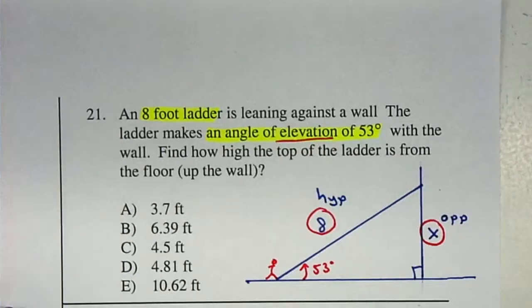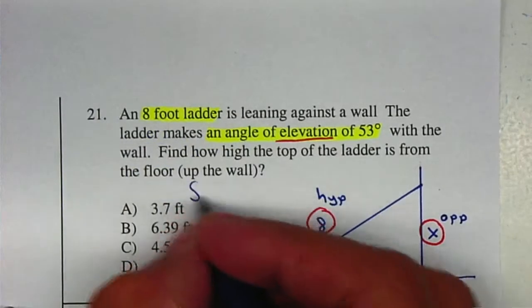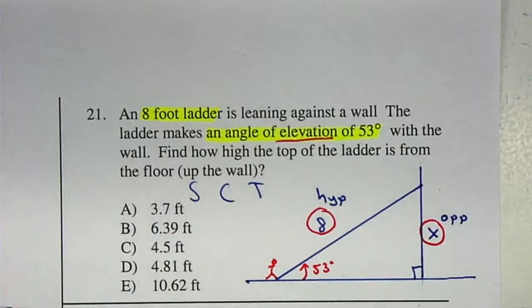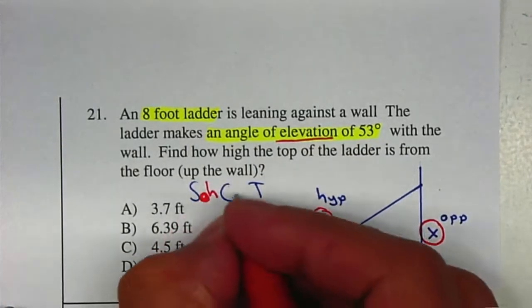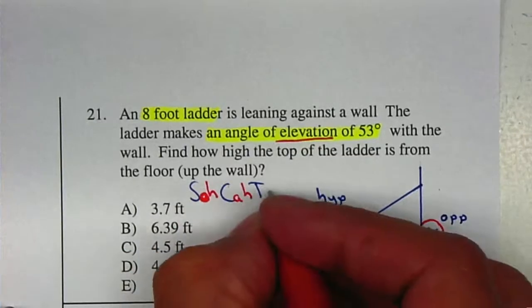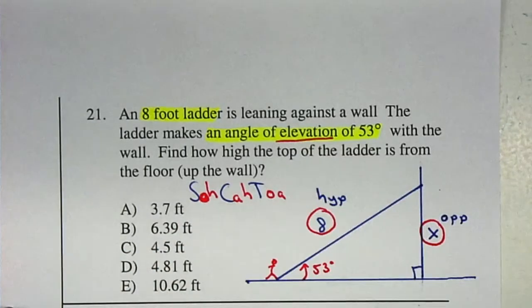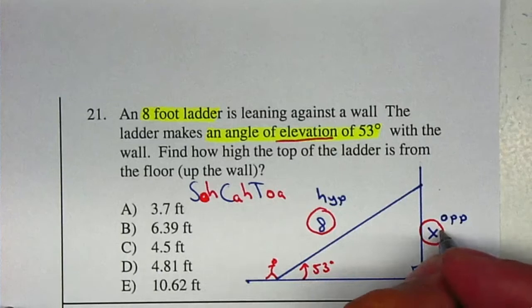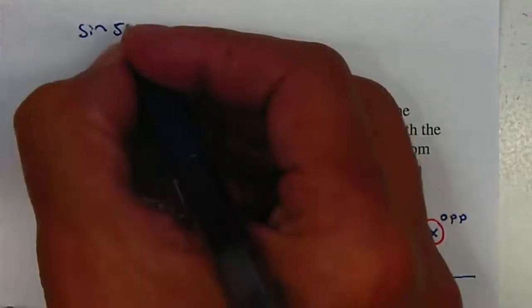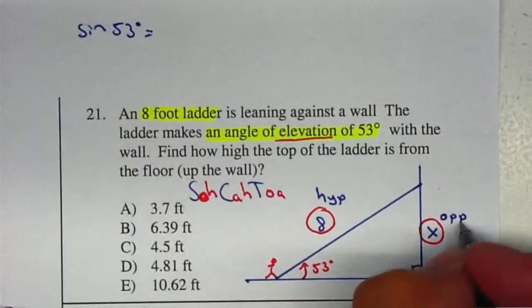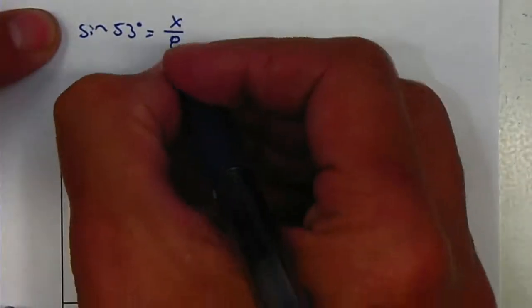Remember, we have sine, cosine, and tangent. Which one do I need to use? The sine, the cosine, or the tangent? Your sine is your opposite over your hypotenuse. Cosine is your adjacent over your hypotenuse, and tangent is your opposite over your adjacent. So in this case it is the opposite, which is x. So the sine of 53 degrees is equal to your opposite, which is x, over your hypotenuse, which is 8.